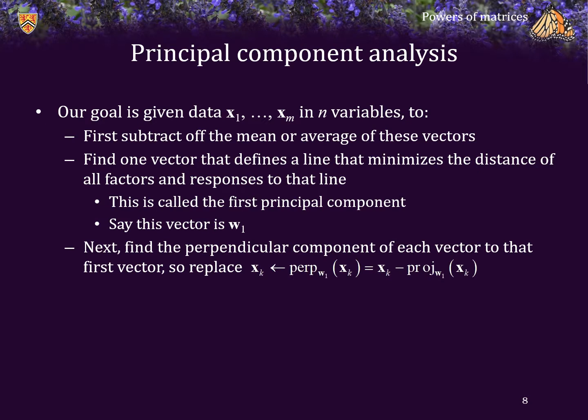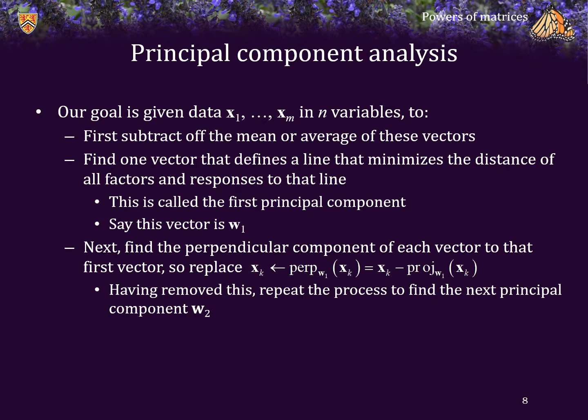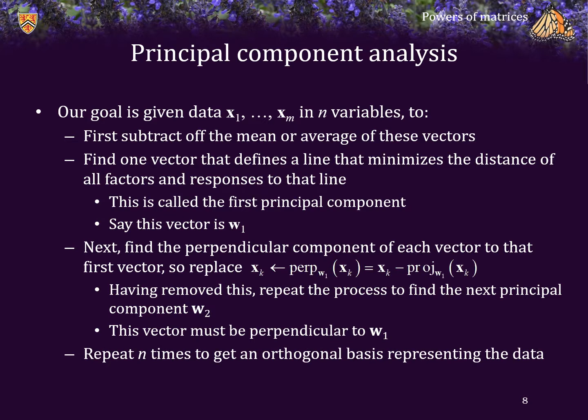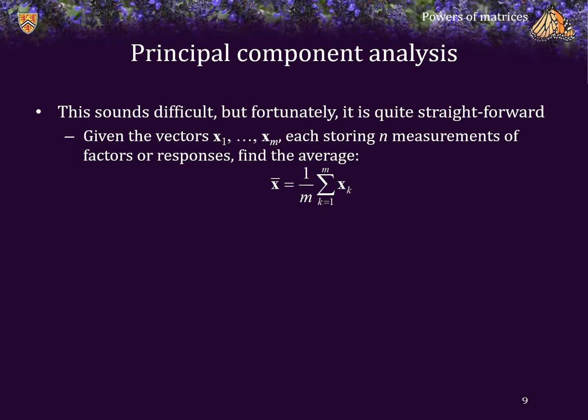Next, having done so, we'd like to find the perpendicular component of each vector or data item to this first principal component. And so essentially we replace each x sub k with that data item minus the projection onto the first principal component. Having removed this, we repeat the process to find the next principal component. Again, this vector must now be perpendicular to w1, the first principal component. We can repeat this n different times, and this is actually going to give us an orthogonal basis representing the data. Now this process sounds difficult, but actually there's a very straightforward way to find this.